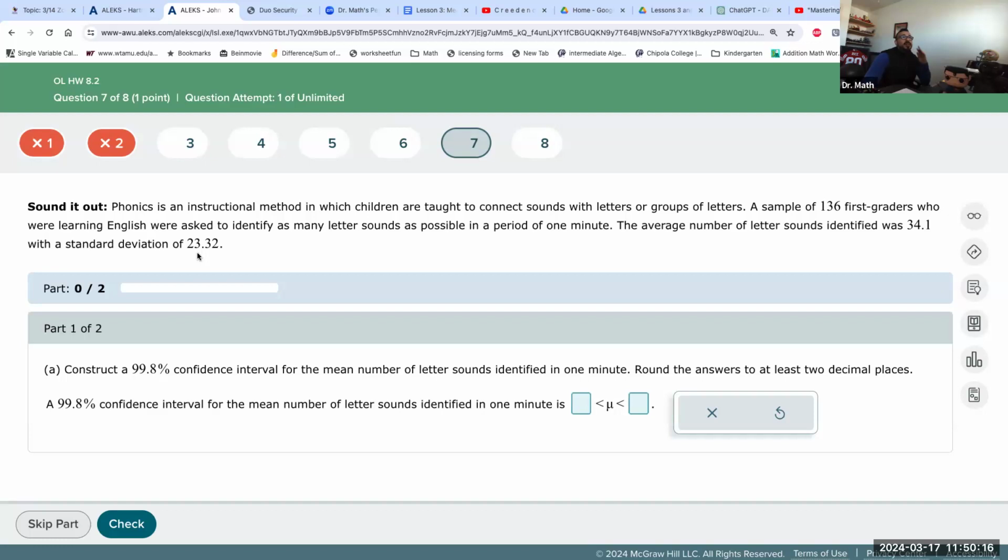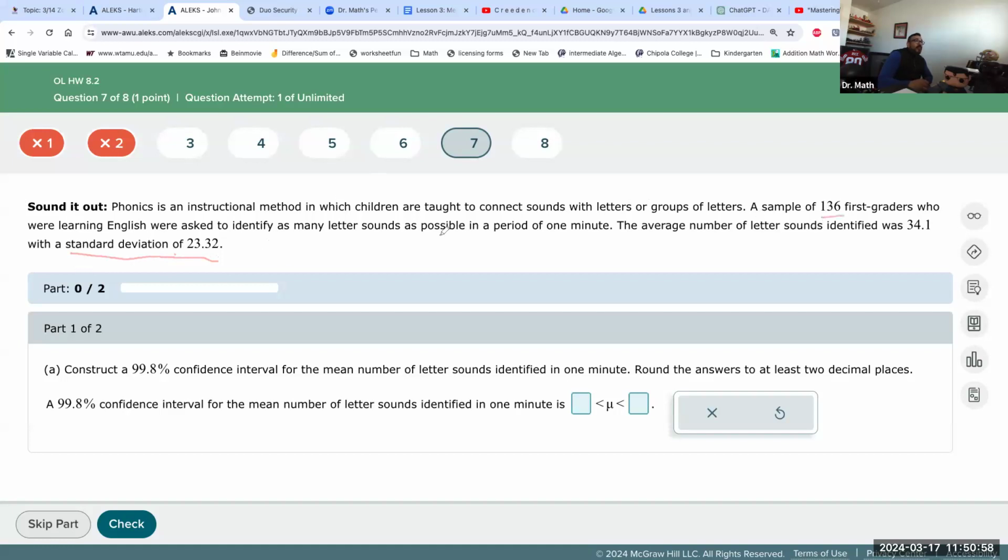You always want to read the problem and understand where the standard deviation is coming from. It says phonics is an instructional method in which children are taught to connect sounds with letters or groups of letters. A sample of 136 first graders who are learning English were asked to identify as many letter sounds as possible in a period of 1 minute. The average number of letter sounds identified was 34.1 with a standard deviation of 23.32. So the big question you're asking yourself is, where is this standard deviation coming from? And this standard deviation is coming from this sample.